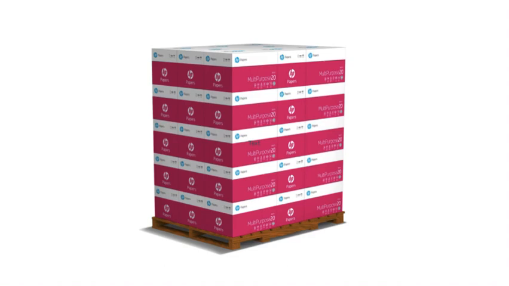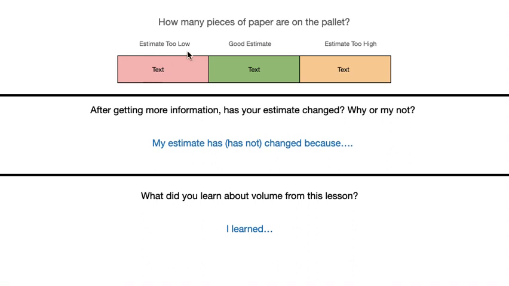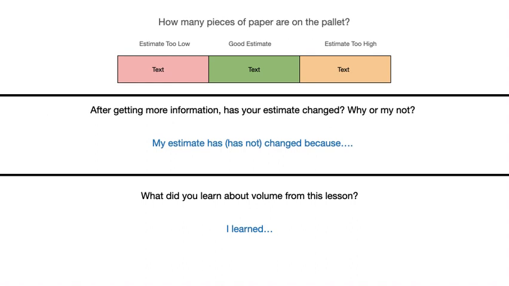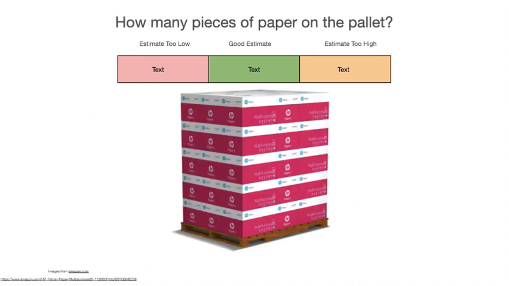Looking at this palette, I want you to estimate how many pieces of paper are on this palette. To do this, I want you to do a too low, a good, and a too high. Then we're going to go back to it as we get more information, and I want you to think about how your estimate has changed. We are talking in reference to numbers of pieces of paper. So how much space in terms of paper does this take up? Not in terms of length times width times height, but how much space if we were to count sheets of paper.